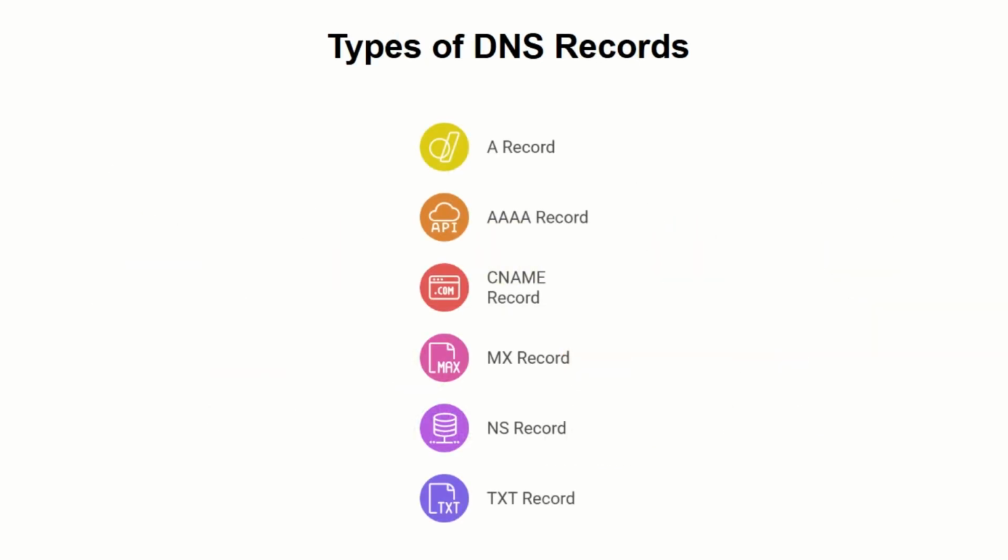The types of DNS records are: an A record maps a domain to an IPv4 address, and an AAAA record maps a domain to an IPv6 address. A CNAME record maps a domain to another domain, and an MX record specifies mail servers for a domain. An NS record identifies authoritative DNS servers for a domain. Then the TXT record holds arbitrary text, often used for verification and security purposes.